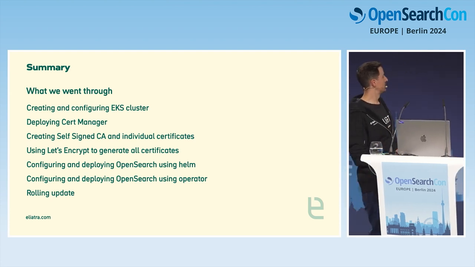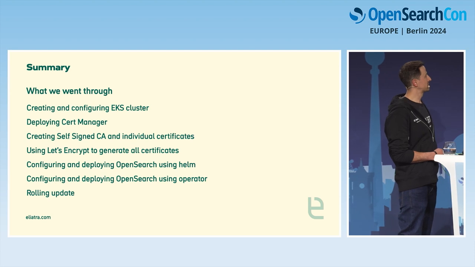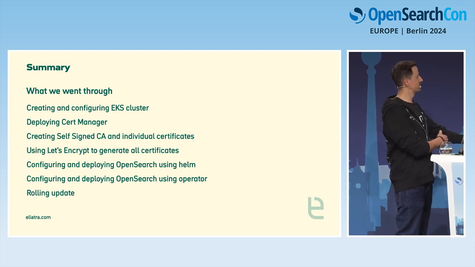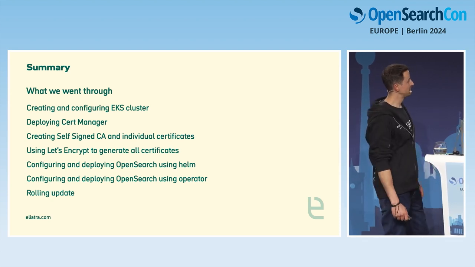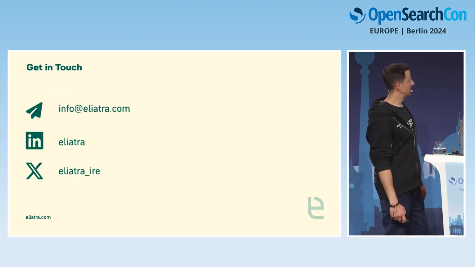So we created and configured an EKS cluster. We deployed cert-manager. We created self-signed CAs. We used Let's Encrypt to generate all the CAs. And then we configured OpenSearch using Helm and the operator and had a look at rolling updates. And that is me. I actually thought it'd be quicker, but it wasn't.